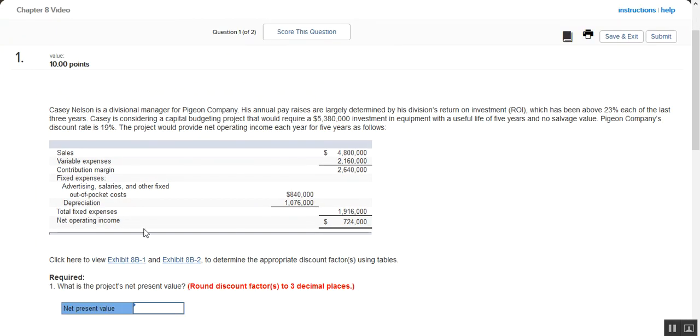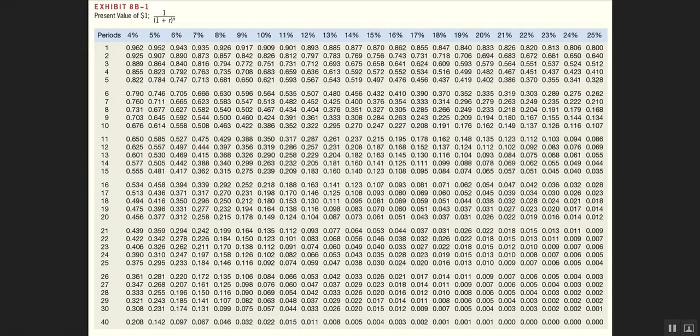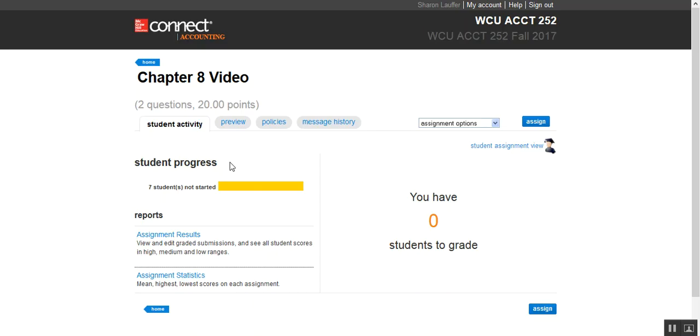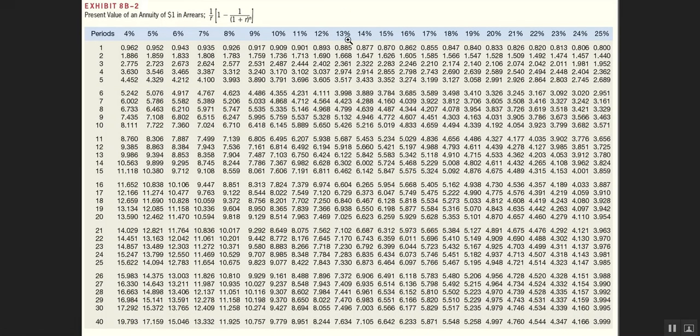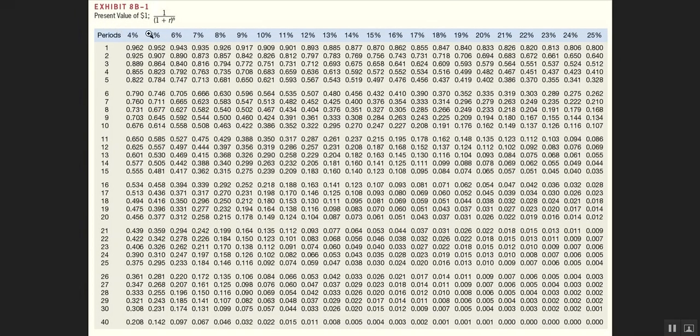So in your book, it's going to say click here, or go to such and such page to view, and you have 2 choices of charts. So I'm going to open up these charts so you can look at them. So that is one, and here is the other. The difference in these charts: the second one I opened was present value of an annuity of $1 in arrears, and you'll see that title right here. And the first one that I opened was a present value of $1. So we're doing the net present value method.